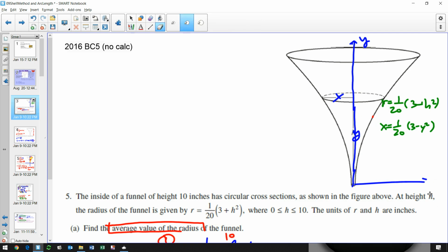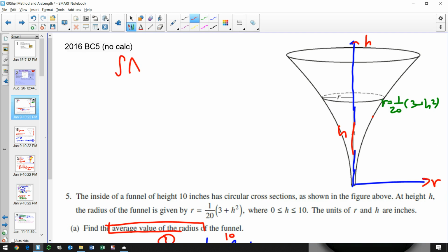I'm going to change it to r's and h's, but it was really the same as x's and y's. So I'll change this to h. What you want to do, if you think about this figure, is rotate to get the volume. You're rotating about the y-axis, right? If you want the volume around a y-axis, you already know it's a dy problem.